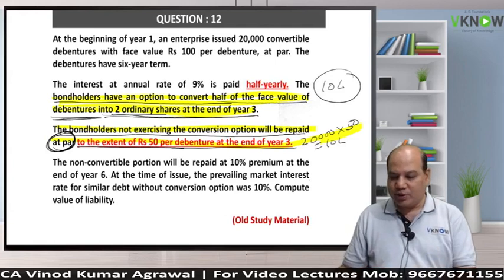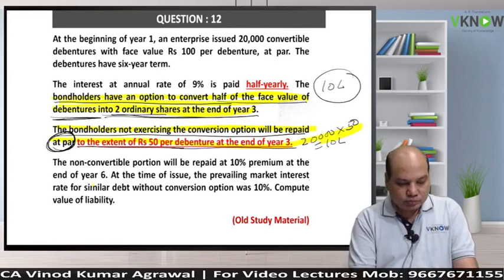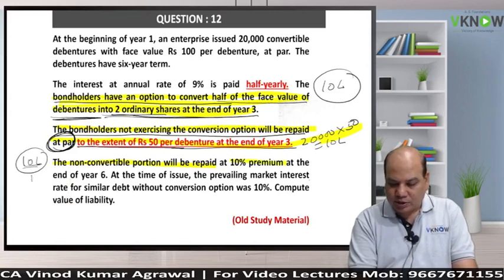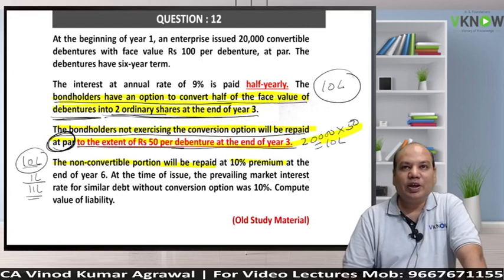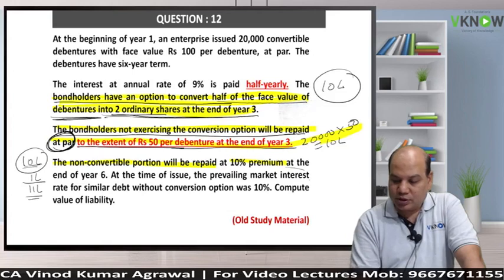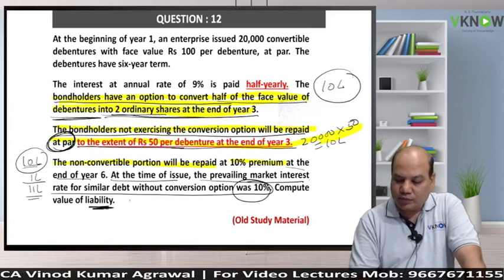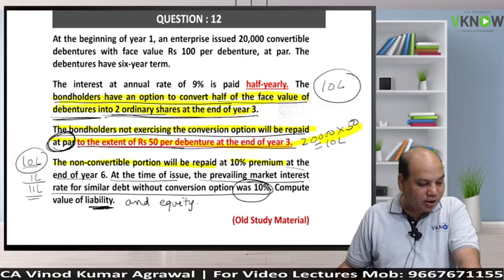Wait, the last paragraph has one more twist. The non-convertible portion will be repaid at 10% premium. Non-convertible portion means the remaining 10 lakh rupees. But this 10 lakh will get 10% premium, 1 lakh more. So at the end of the 6th year, we have to pay 11 lakh rupees in cash. This is also a contractual cash flow obligation, at the end of the 6th year. At the time of issue, the prevailing market interest rate is 10%. You just have to find out the value of liability and equity. Write down the value of liability and equity.